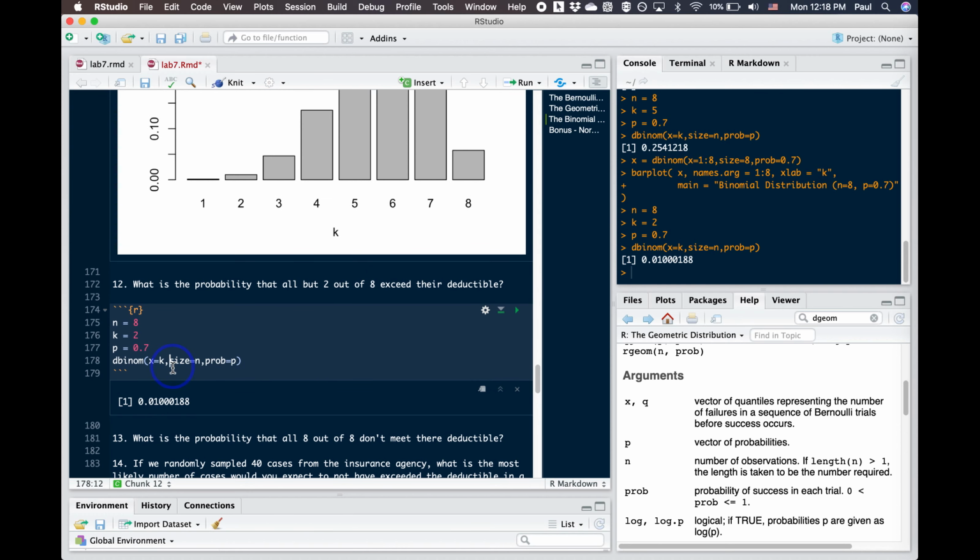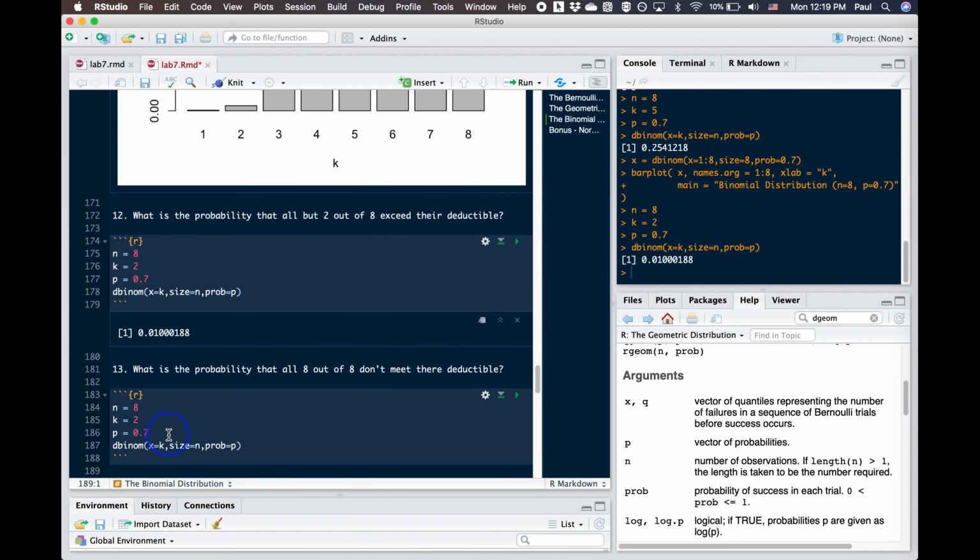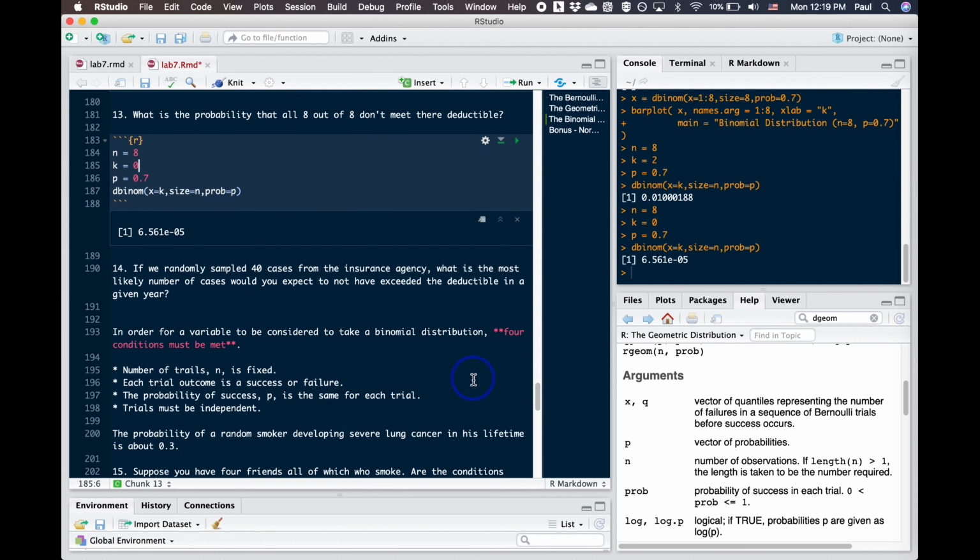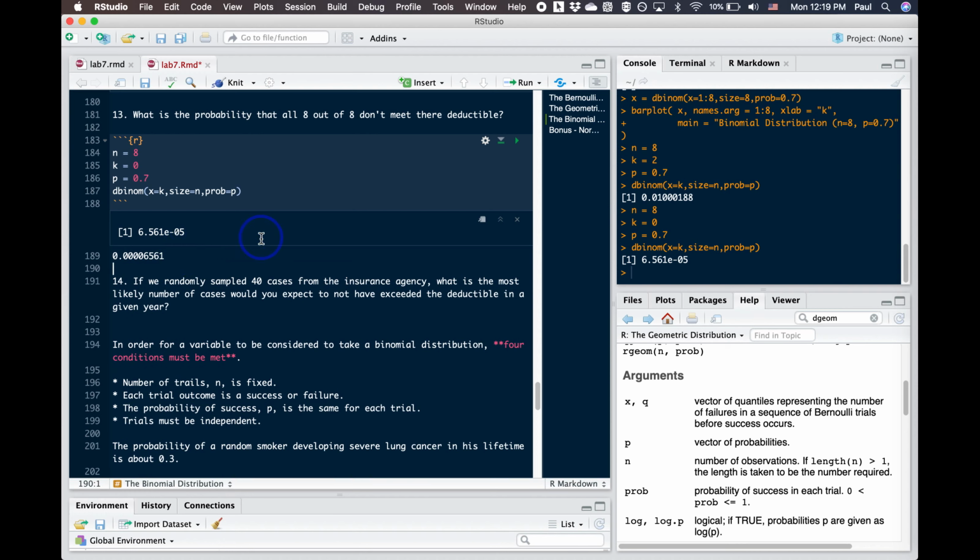Okay, and what about 8 out of 8? 8 out of 8 not meeting their deductible would be 0 people having success. What's the probability of that? Super low. That's practically 0. If you see this, e-5, that means 4 zeros, a point. This means 0.1234, and then a 6, if you're not familiar with scientific notation.